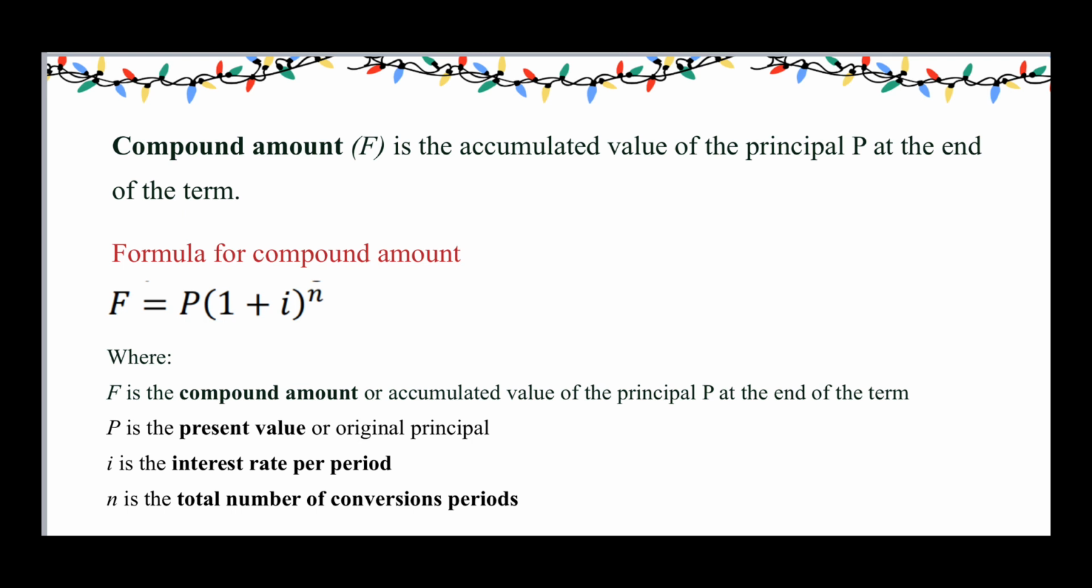Compound amount F is the accumulated value of the principal P at the end of the term. The formula for compound amount is F equals P times the quantity of 1 plus I raised to N, where F is the compound amount or accumulated value of the principal P at the end of the term, P is the present value or original principal, I is the interest rate per period, and N is the total number of conversion periods.